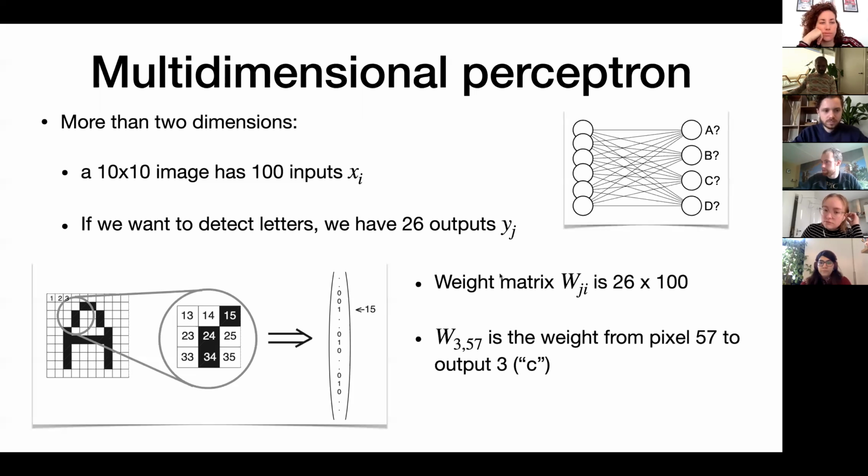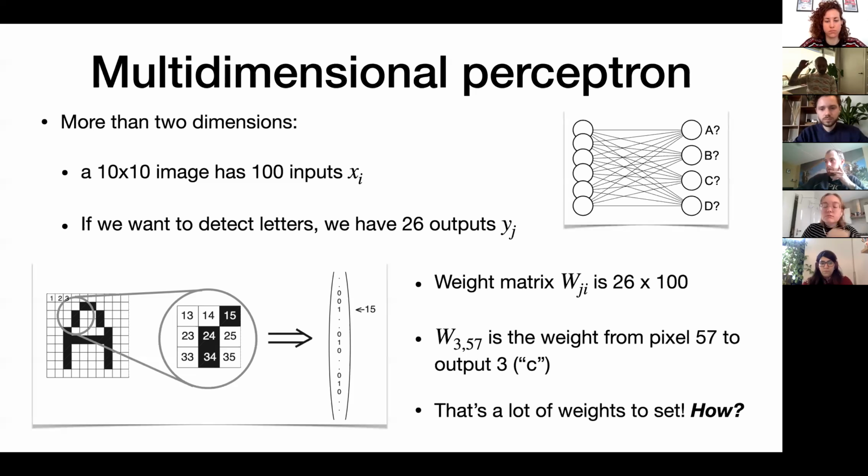So in this case, this weight matrix being 26 by 100 would give us indices like 3 for the letter C, and 57 would be the weight from pixel 57 somewhere here in that binary image. So we have connections from all pixels to all possible outputs. That's what this perceptron has. And of course, that 2600 is a lot of different weights to set. So the question is, how do we set this?